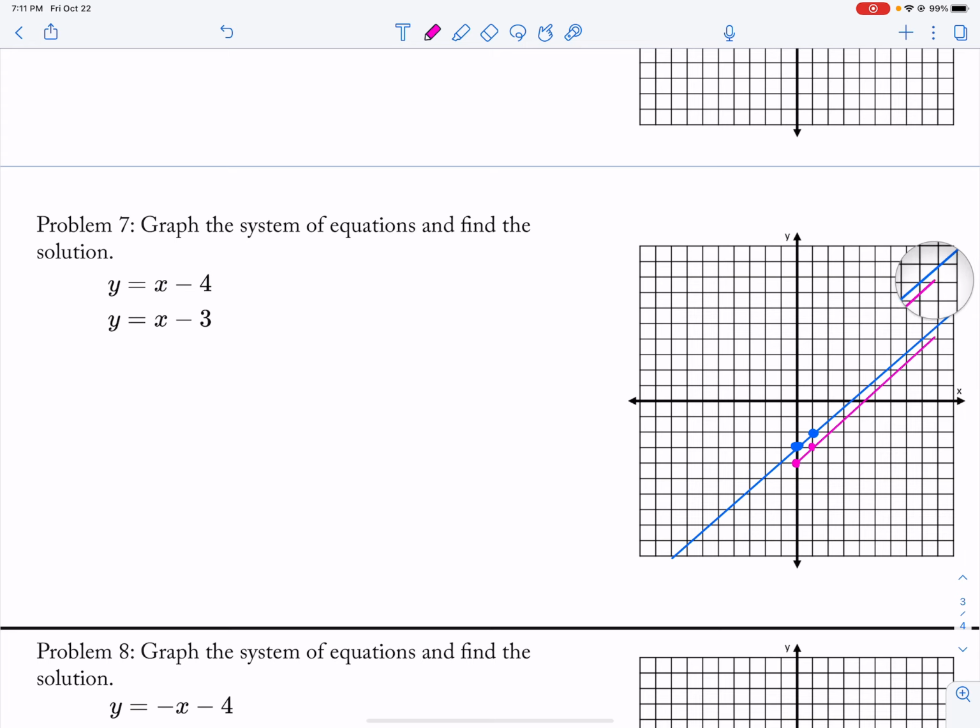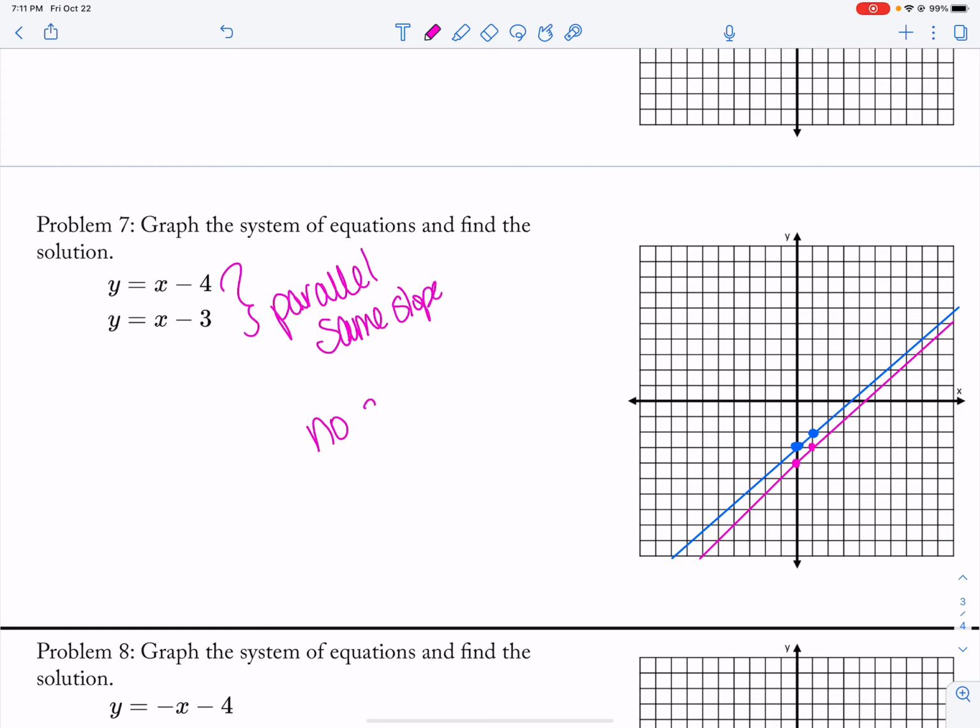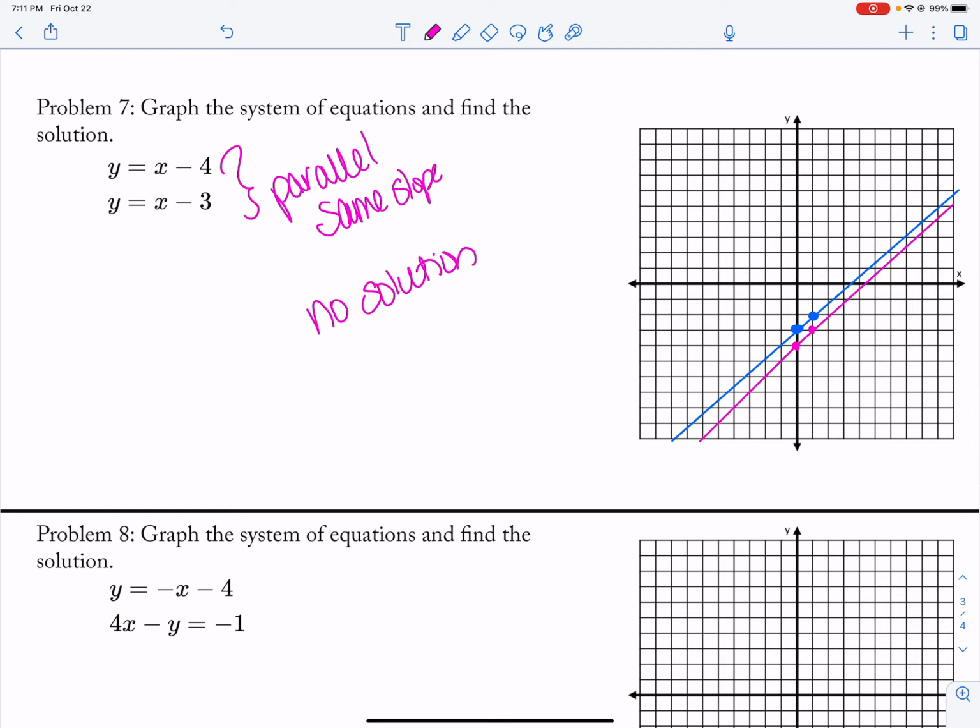But what you notice is that they have the same slope. Because they have the same slope, these are parallel. Because they have the same slope, there is no solution. If I graph them and I ended up graphing the same exact line, then it's infinitely many solutions. Okay? And that is it for this lesson.